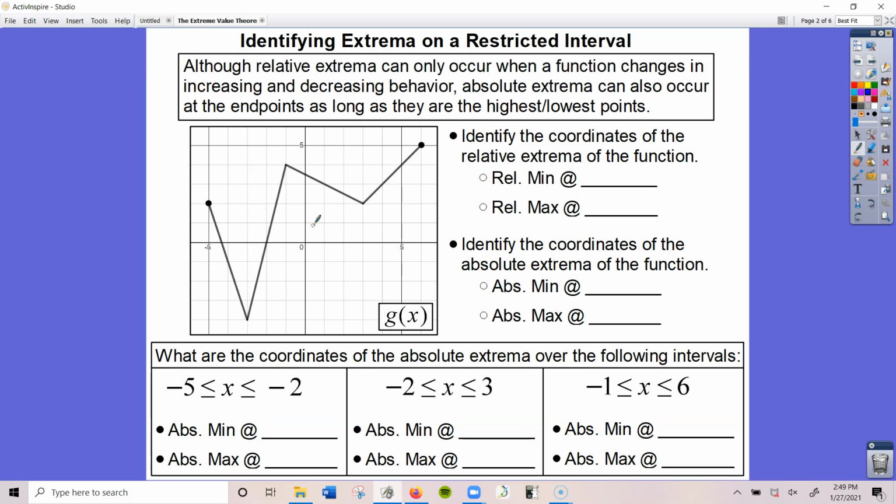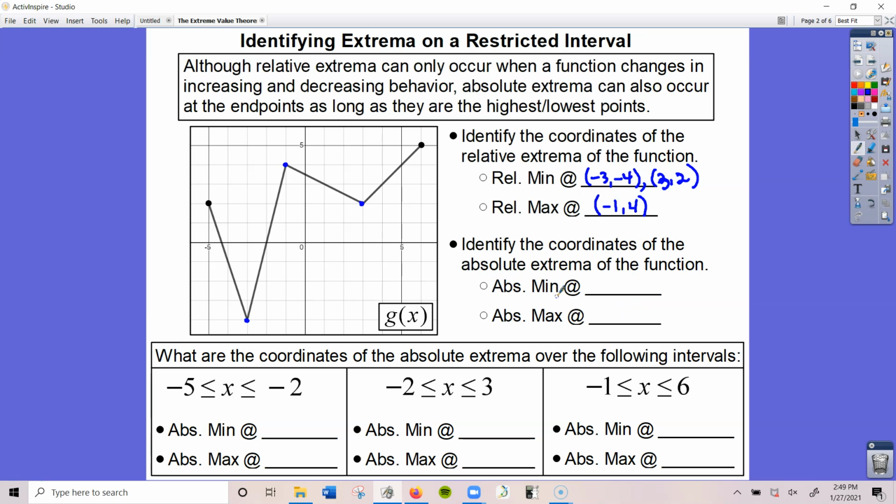Here we have the graph of a function on a restricted interval, meaning it does not go on forever and ever. If I were to find the coordinates of the relative minimum, that would be here at (-3, -4). And then we have another here at (3, 2). The coordinates of the relative maximum is this one up here, so at (-1, 4).